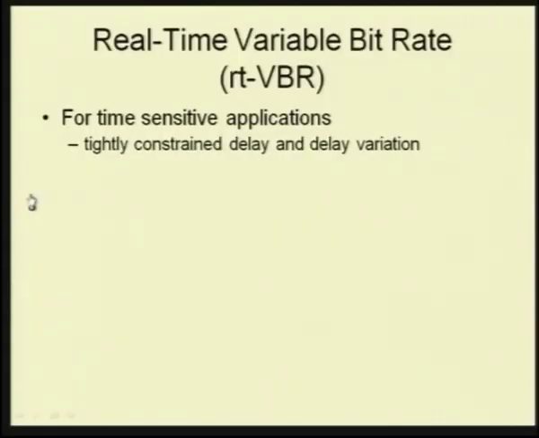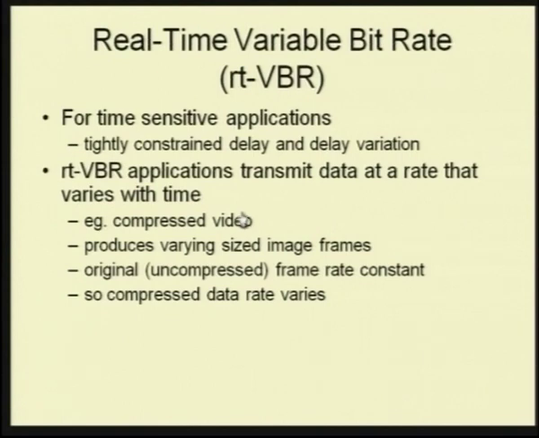Now, if you look at real time variable bit rate, that is RT-VBR that we looked at, this, as we said, is for time sensitive applications, with tightly constrained delay and delay variation. Remember, there are two things we talk about, right? We talk about the delay and we also talk about the variation in the delay. In many real time applications, you cannot tolerate too much variation in delay, it will lead to what we call jitter. So, to avoid that, especially in time sensitive applications, we need tightly constrained delay and delay variation. These are provided by the real time variable bit rate service category.